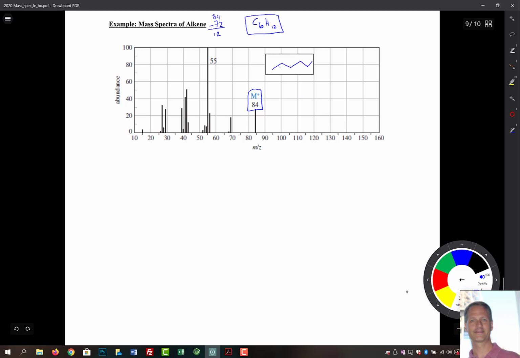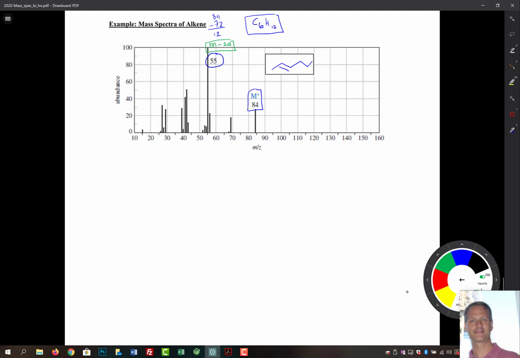So there's 6, and that's where our double bond is going to go on that, okay? So notice here we're at 55. Okay, so 55, well, 84 minus 55. So 55 actually is an M minus 29. You guys remember 29 is what we saw for that hexane, right? Remember when we lost the ethyl? An ethyl radical is 29 for its molar mass.